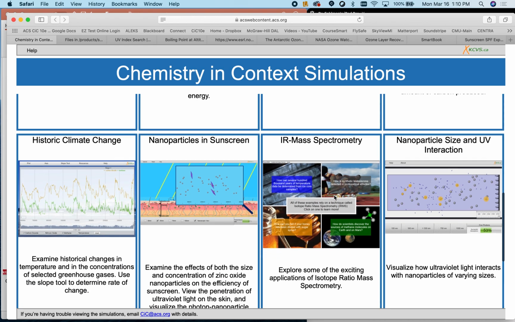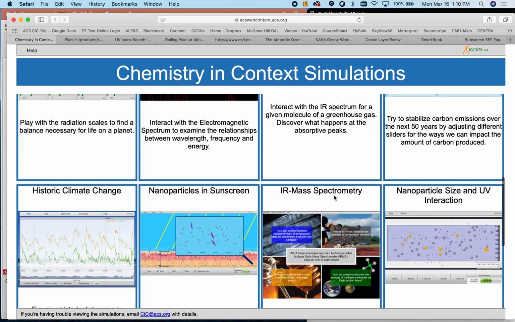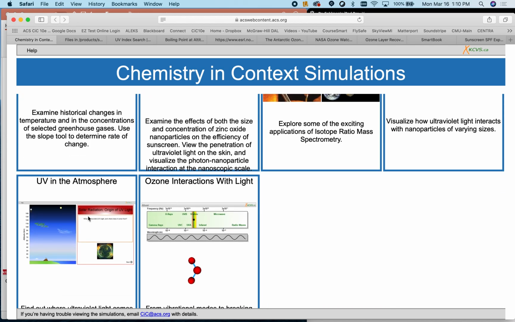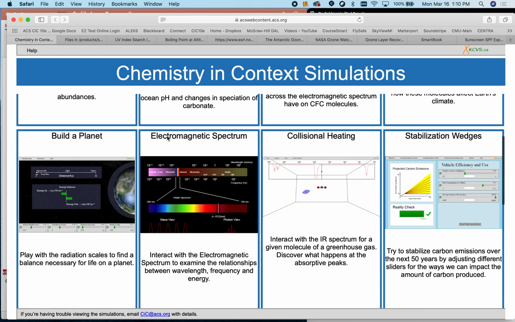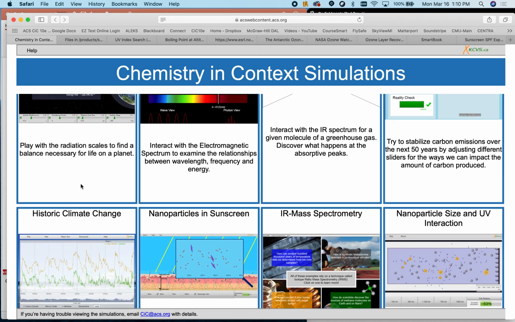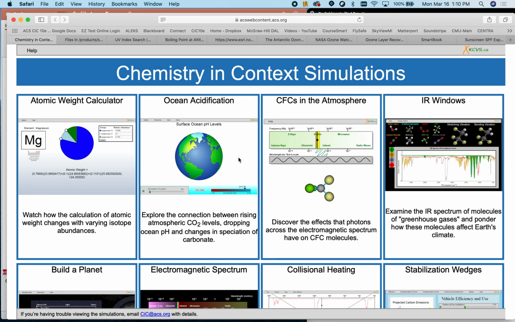And then we're going to talk about some of these others later today. But there's all kinds. There's this one about UV in the atmosphere that walks you through the different regions and where oxygen versus ozone are located. And then there's some on sunscreens that we're going to talk about later today. And then quite a few on climate change that is for the next chapter. So kind of a good website to bookmark for the future.